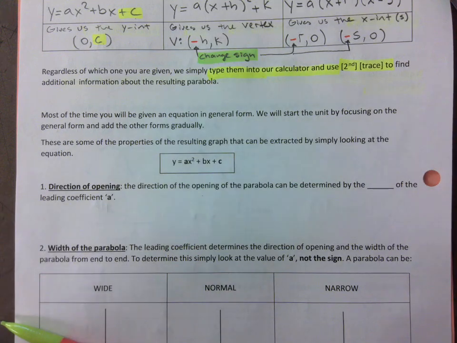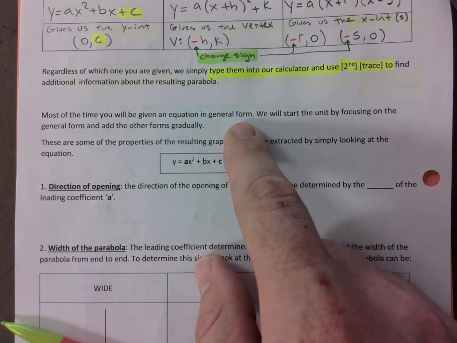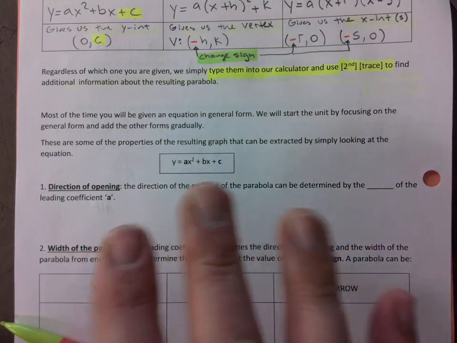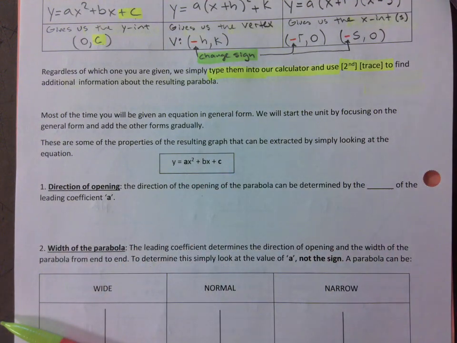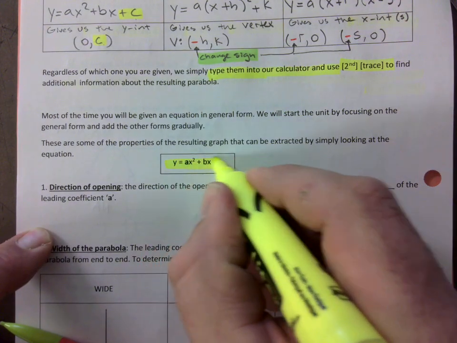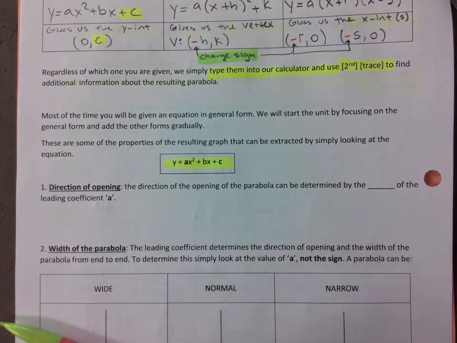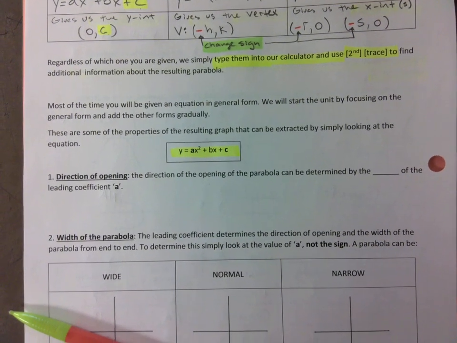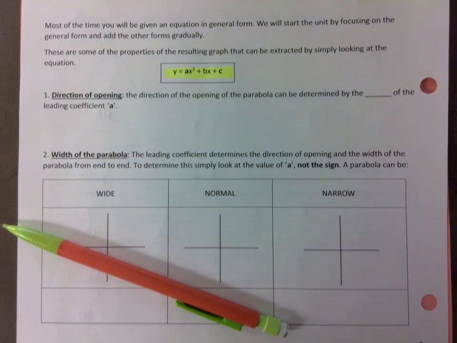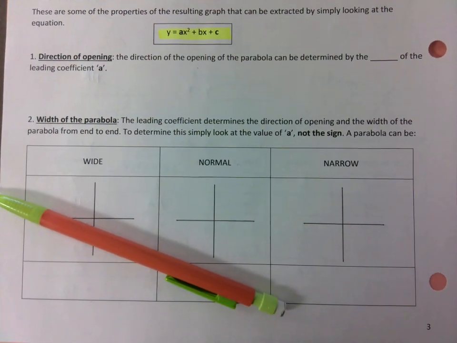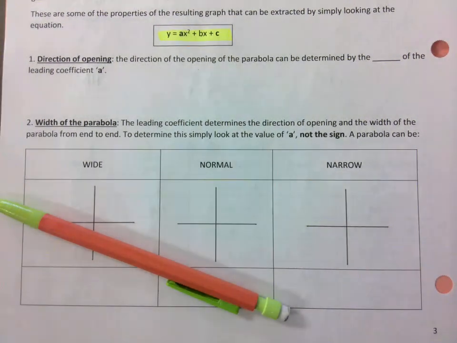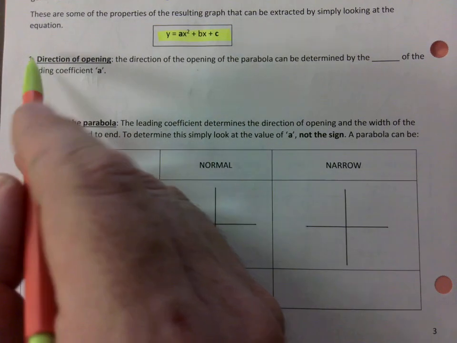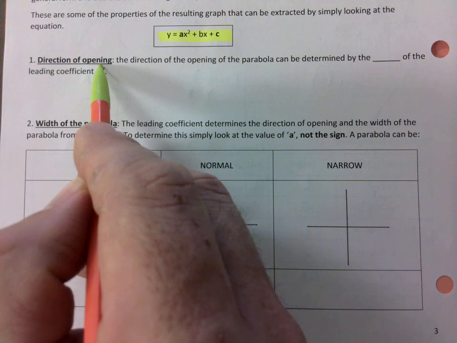Okay? Most of the time, you'll be given the equation in general form. We will start this unit focusing on that, and then we'll introduce the other ones slowly as we go along. So this is the most popular. When you're given that one, you can actually, right off the bat, guys, know a lot of information about the resulting parabola. Like for instance, you can know the direction of opening, okay?